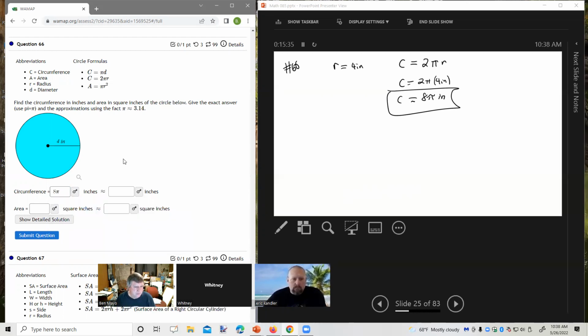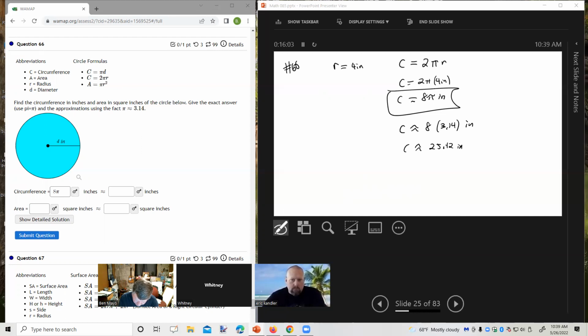Then they want the approximate circumference because pi, though it's exact, is not something we can easily deal with. So we take the original answer, 8 pi inches, and we replace the pi with 3.14. If we take 8 times 3.14, we get 25.12 inches, and that's the approximation.